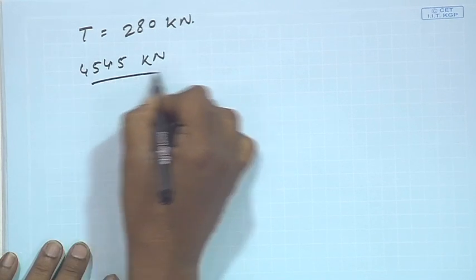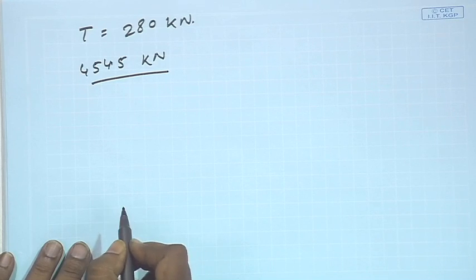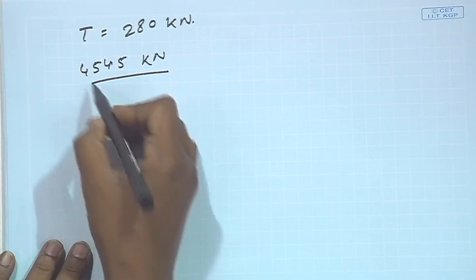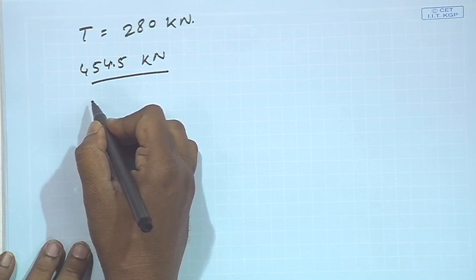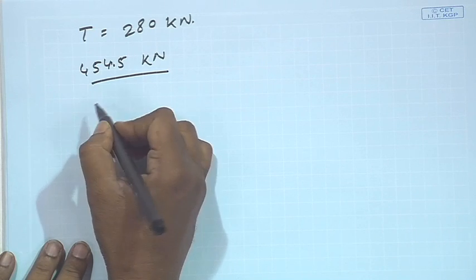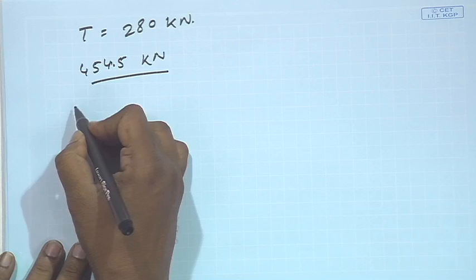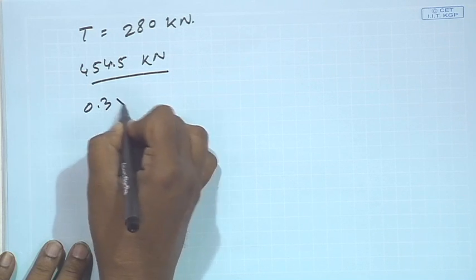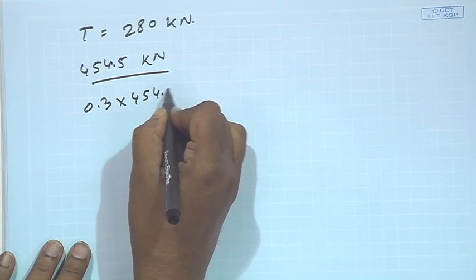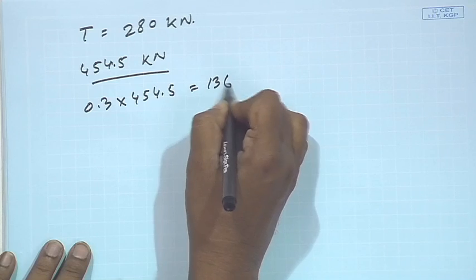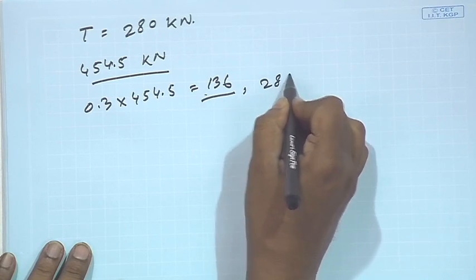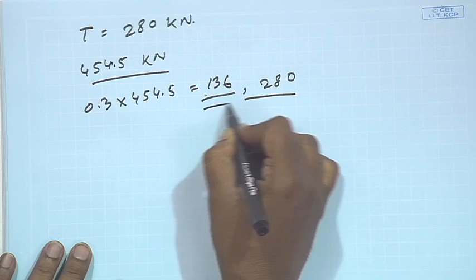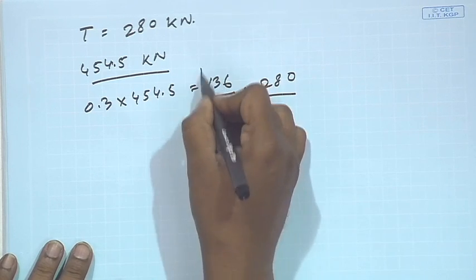Earlier we have found design strength of the plate, 454.5. So, if we multiply with 0.3, that will be 0.3 into 454.5, that is 136. So, this 136 or 280, whichever is greater, we have to design against that, right.